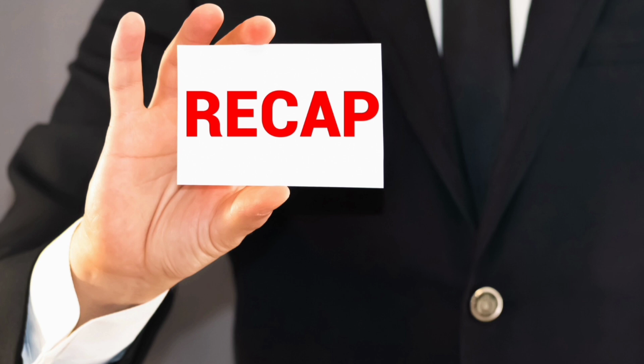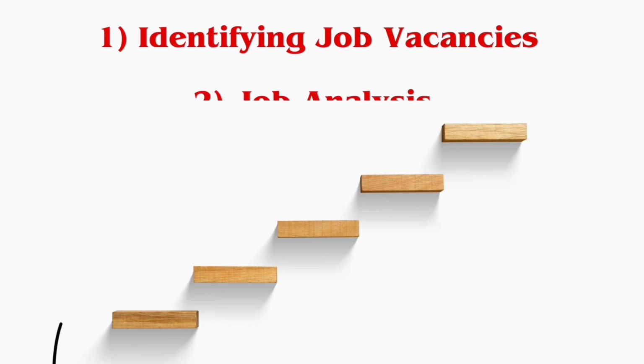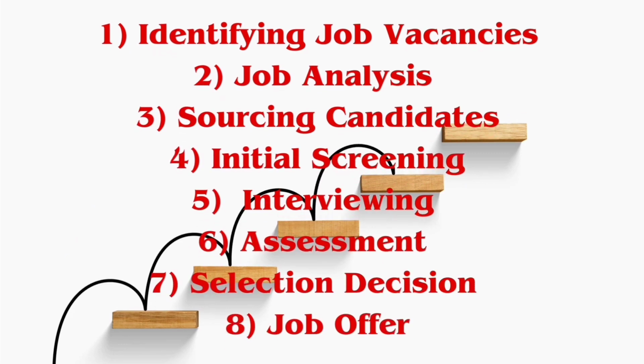And in the next session, module 1 and session 2, we discussed the basic elements of HRM. Now, this is module 2, where in the last session we discussed the identification part of recruitment and selection, like how we can identify job vacancies. There are 8 steps in this recruitment process. First is identification of job vacancies. Second is job analysis. Then sourcing candidates, initial screening, interviewing, assessment, selection decision, and job offer. So we have discussed identification of job vacancy. Now today we are going to discuss job analysis.